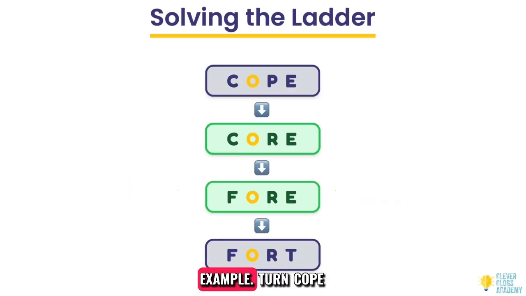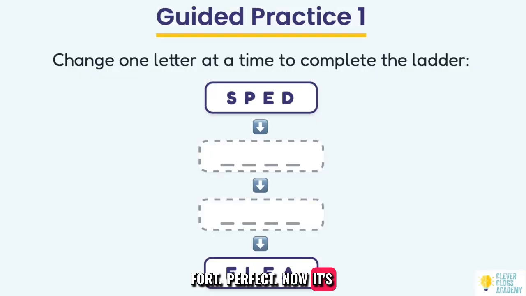Let's look at an example. Turn cope into fort. First, find the anchor. The letter O is the second letter in both words. It anchors our ladder. Now, let's swap letters using only the letters available in our target word, fort. If we change the P to R, we make core. Next, let's change the C to F to make for. Finally, we change the E to T to arrive at fort. Perfect. Now it's your turn.